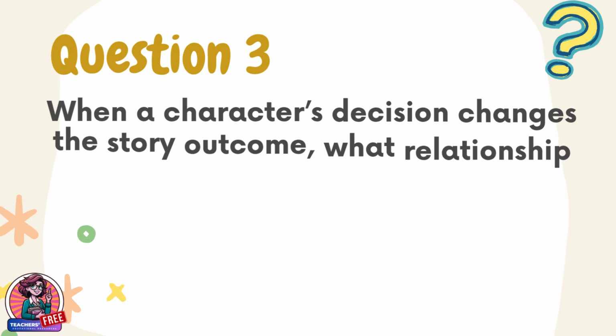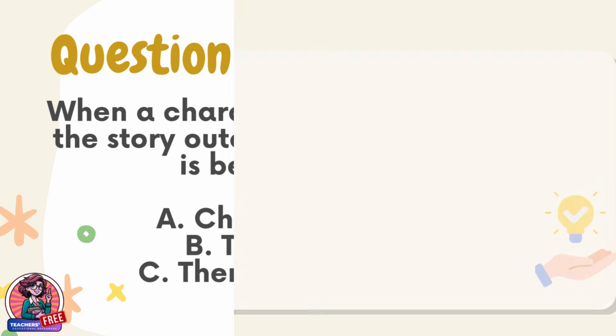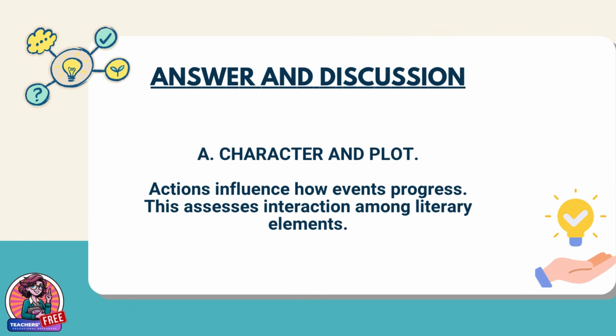Question 3. When a character's decision changes the story outcome, what relationship is being analyzed? A. Character and plot. B. Tone and mood. C. Theme and symbolism. Answer. A. Character and plot. Actions influence how events progress. This assesses interaction among literary elements.